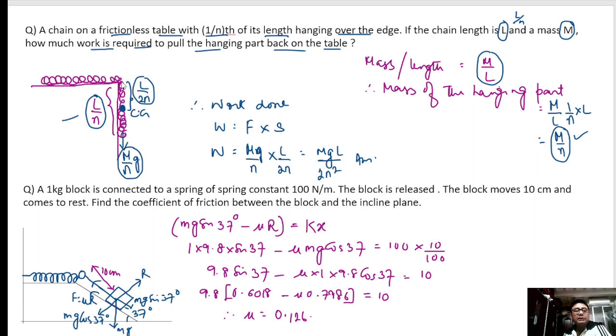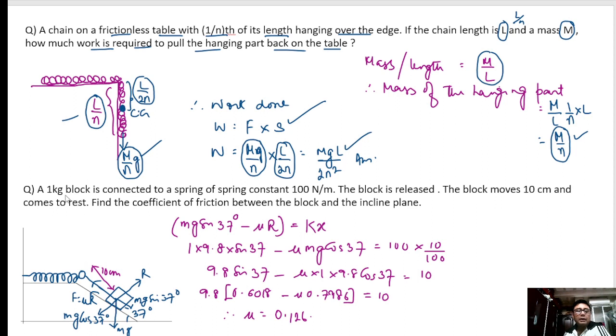The mass of the whole hanging chain is at the center of gravity, and the center of gravity is half of the distance of the hanging part, which is L by 2n. That means the total mass is actually hanging at L by 2n. Work done is force into displacement. So what is the force I will apply? The force is this weight I have to carry up, through a distance of L by 2n. So the answer is mgL by 2n square. This will be the answer of this sum.